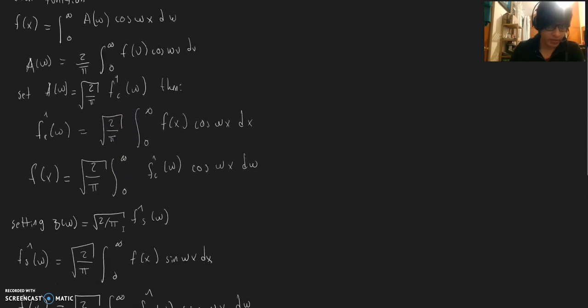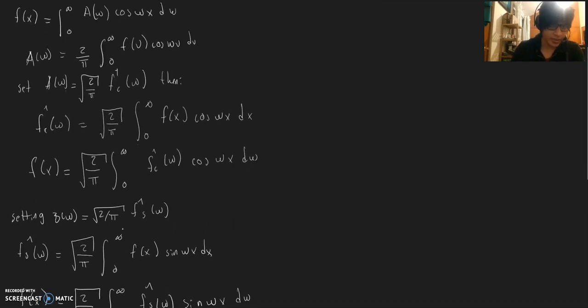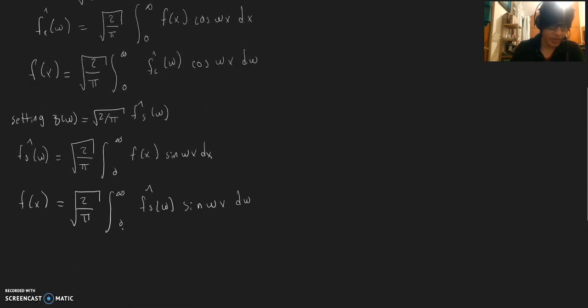Another thing to consider is that the Fourier cosine transformation is only used for even functions, and that the Fourier sine transformation is used for odd functions. So it is important. And yeah, this is how we obtain the Fourier sine transformation of a given odd function.